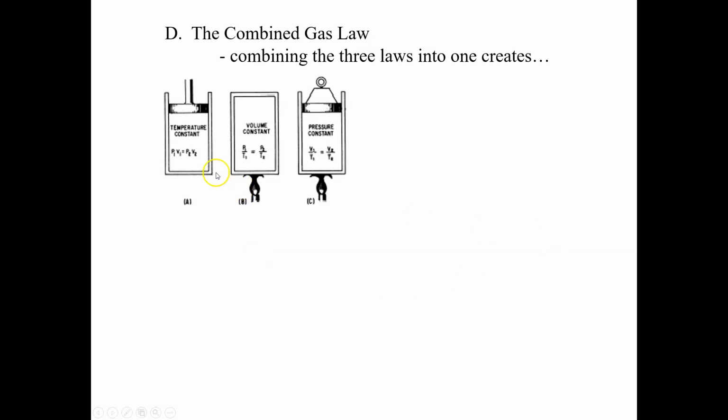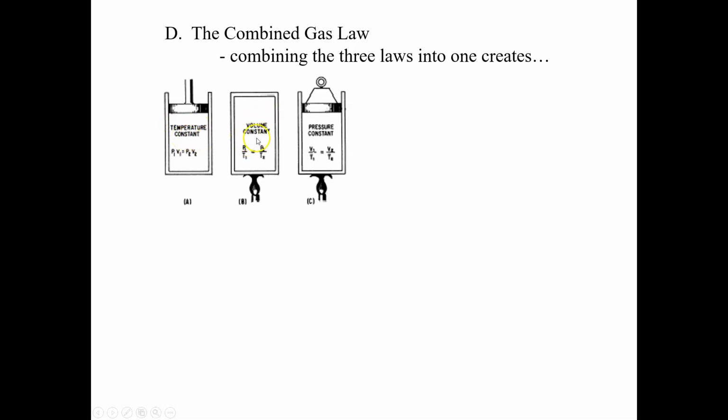So we had Boyle's law, which was P1 times V1 equals P2 times V2. We were looking at the relationship between pressure and volume. Remember that pressure and volume change inversely to each other. So as pressure goes up, volume goes down, or as volume goes up, pressure goes down. Now that's assuming that the temperature didn't change.